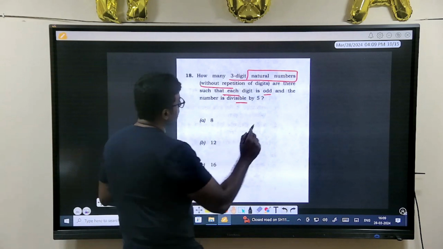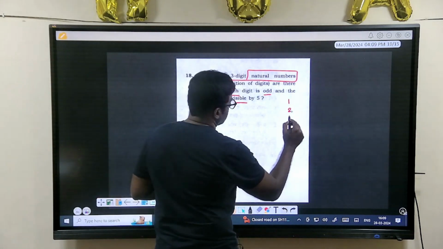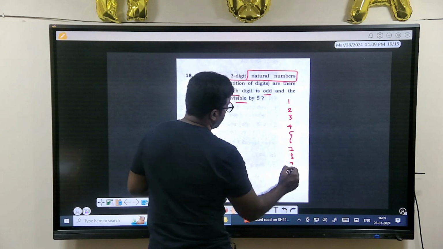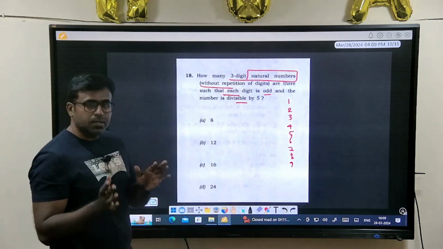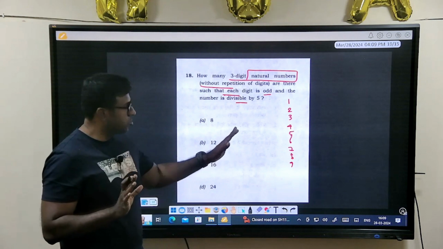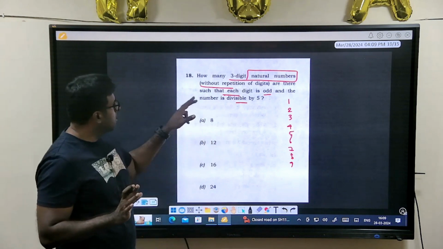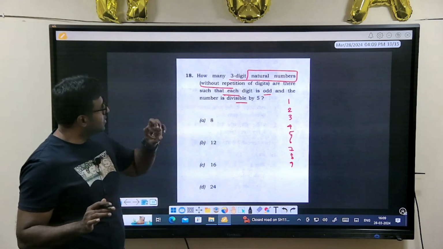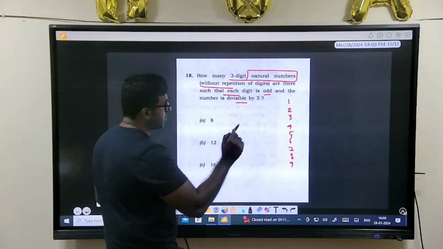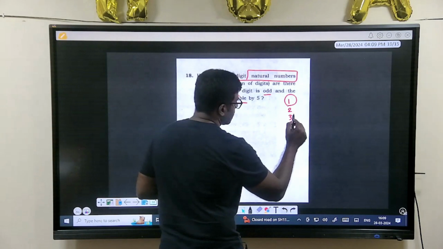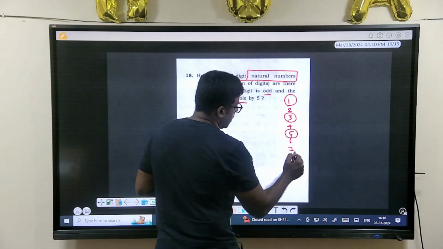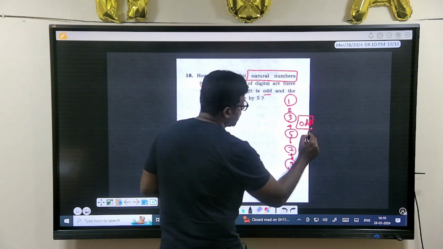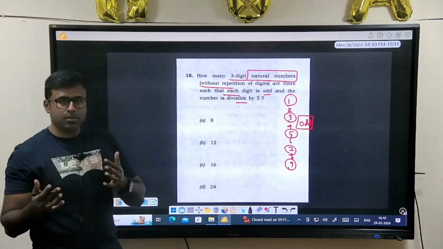So there are 3-digit odd numbers. Look at this again: 4, 5, 6, 7, 8, 9. Natural numbers means it is above 0. And the one clause that they have given is that each digit is an odd number. Odd numbers means these are the odd numbers. Look at this. Odd means it's not going to include the 2, 4, 6, and 8.